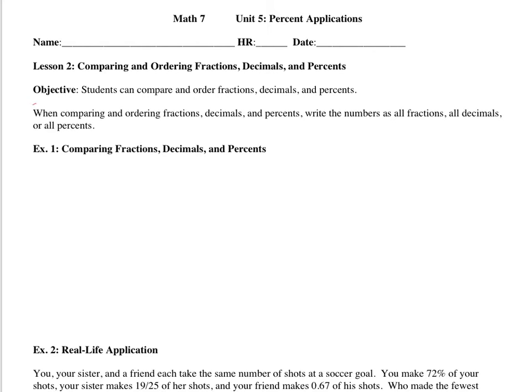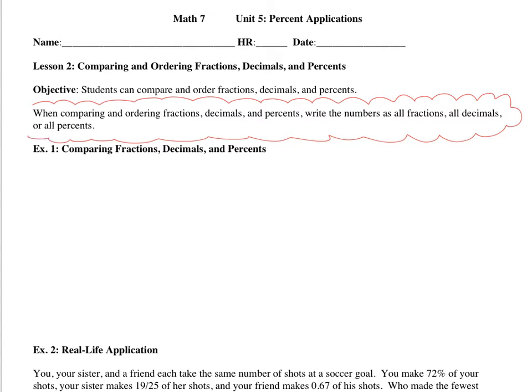Here's an important note. When comparing and ordering fractions, decimals, and percents, we want to write all the numbers as either all fractions, all decimals, or all percents. Basically, you want them in the same form.